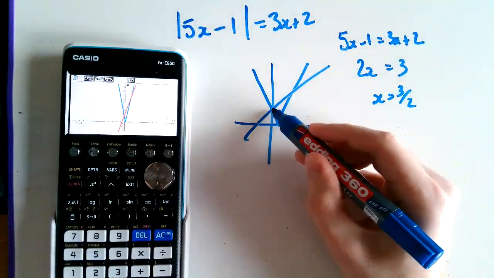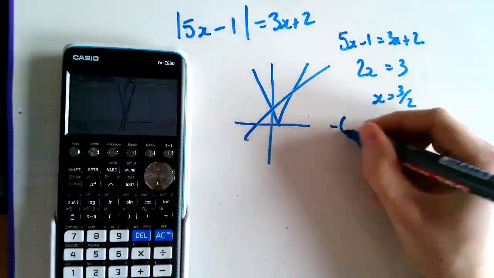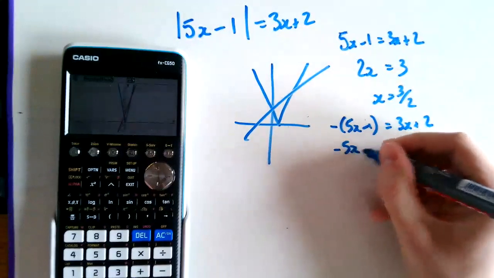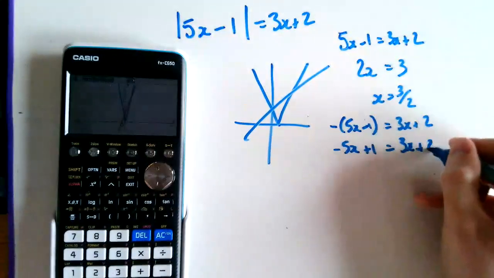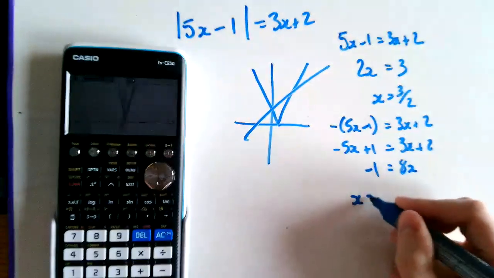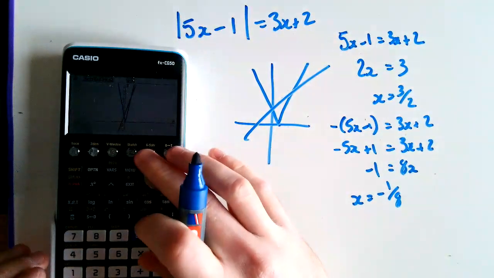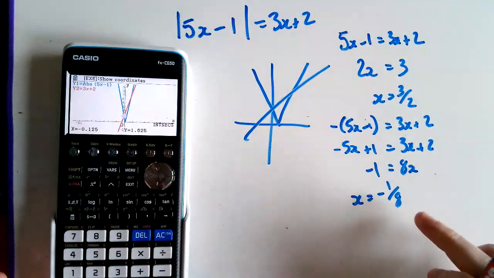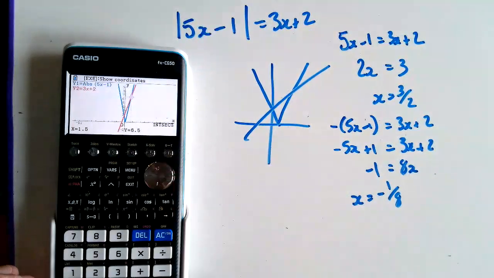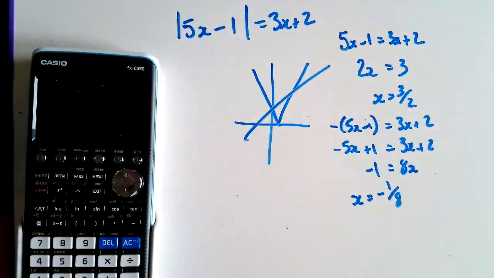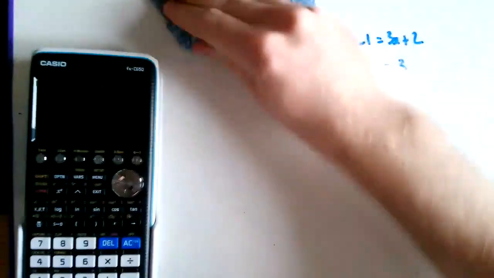And then here, this is when the negative branch intersects. So it's minus bracket 5x minus 1 equals 3x plus 2. Expand the bracket. And I'm going to take minus 5x to here to get 8x. Take the 2 over there to get minus 1. So x is minus 1 over 8. I'm just going to check. Right, look, G-solve, intersect. Minus 0.125, which is that. And then the other one is 1.5, which is that one. So I know I've got them right. The third one. Oh, sorry, that was the third one.